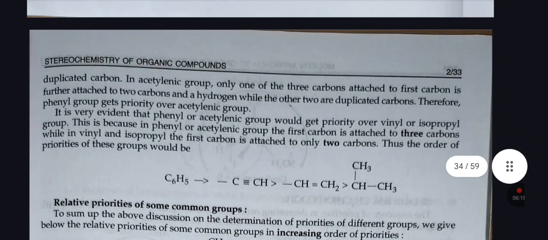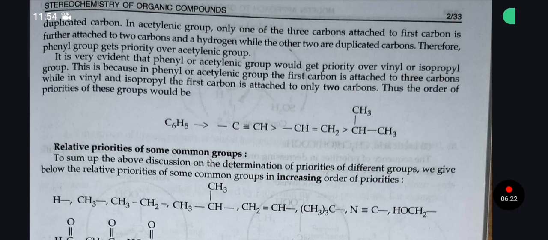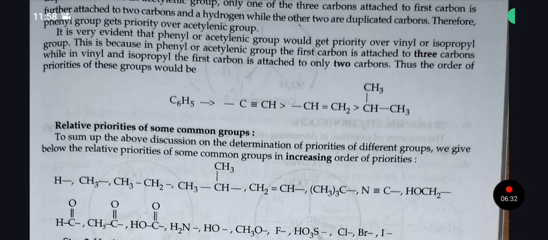while the third is a duplicate carbon. In the acetylenic group, only one of the three carbons attached to the first carbon is further attached to two carbons and a hydrogen, while the other two are duplicate carbons. Therefore, the phenyl group gets priority over the acetylenic group. It is very evident that phenyl or acetylenic group would get priority over vinyl or isopropyl group.